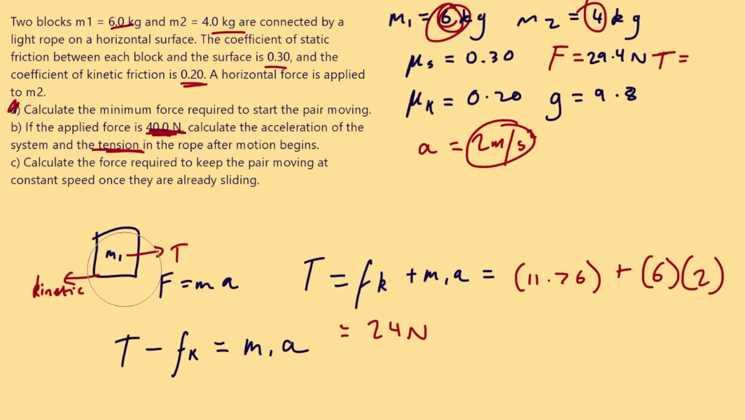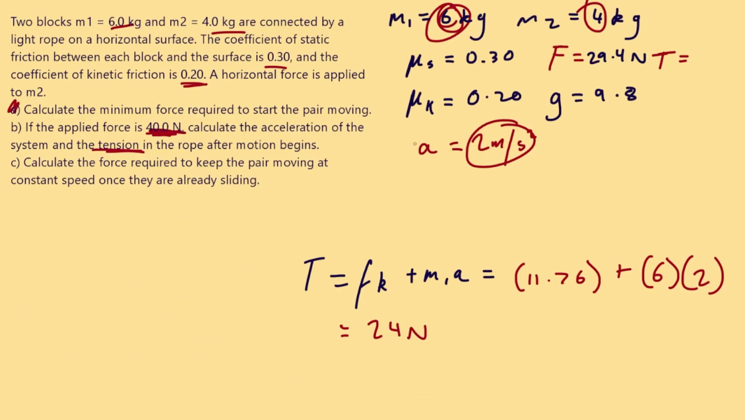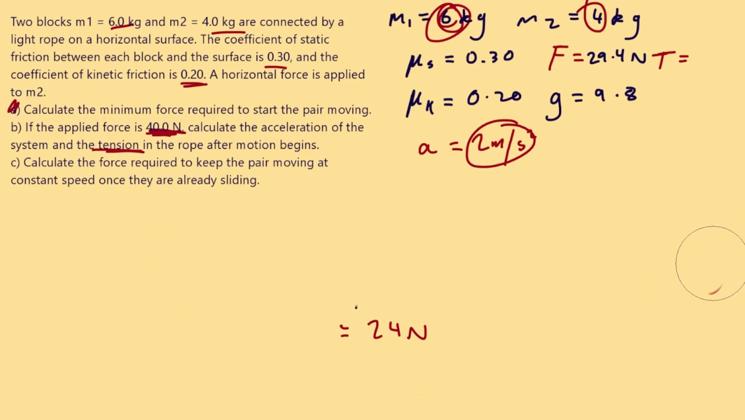If you're wondering why I went over tension so quickly this time, it's because we've solved for tension in every single problem, I believe. It's the same process. You just make a Newton's second law equation and then isolate for tension. That's 24 newtons. Now it's time for the final part of the problem, part C.